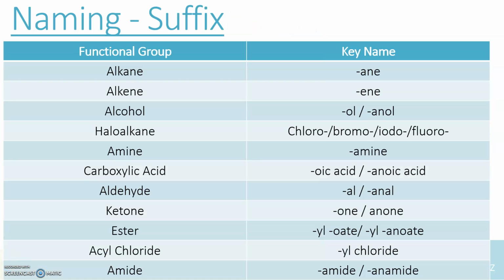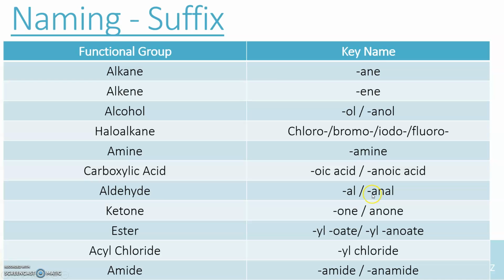Okay, the naming of all of our organic molecules. We've got alkanes, alkenes, alcohols, haloalkanes, so like chloromethane or chloroethane or bromopentane or whatever. Amines, so methylamine, ethylamine, propylamine, and so on. Carboxylic acids: methanoic acid, ethanoic acid, and so on.